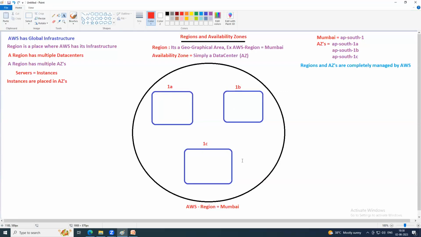Remember, will availability zones be inside the region or outside the region? Region has availability zones. Availability zone doesn't have regions. So the outer layer is the region, and inside that we have 3 availability zones. Indirectly, these 3 availability zones are 3 different data centers. Now we call Mumbai a region, and we'll place our instances in availability zones. I have a question for you. I have asked you to launch 10 EC2 instances. Will you launch all 10 EC2 instances in 1A, 1B and 1C, or all in 1A? Why?